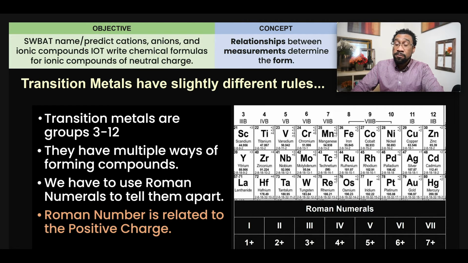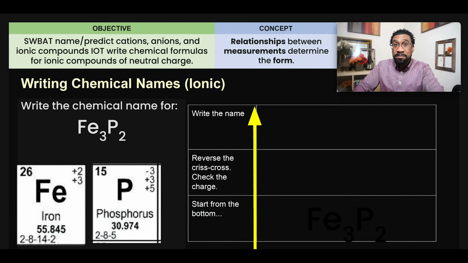Also, when it comes to using Roman numerals, we need to understand that the Roman numeral is specific to the actual charge on that element. So if the Roman numeral is 3, we're going to use the atom that has a positive 3 charge. Now, if an atom has a positive 5 charge, then we're going to use the Roman numeral V when it's time to write its name. So the Roman numeral is directly related to the actual number of the charge, the positive charge. All right, so let's start this reverse process of writing chemical names for ionic compounds.